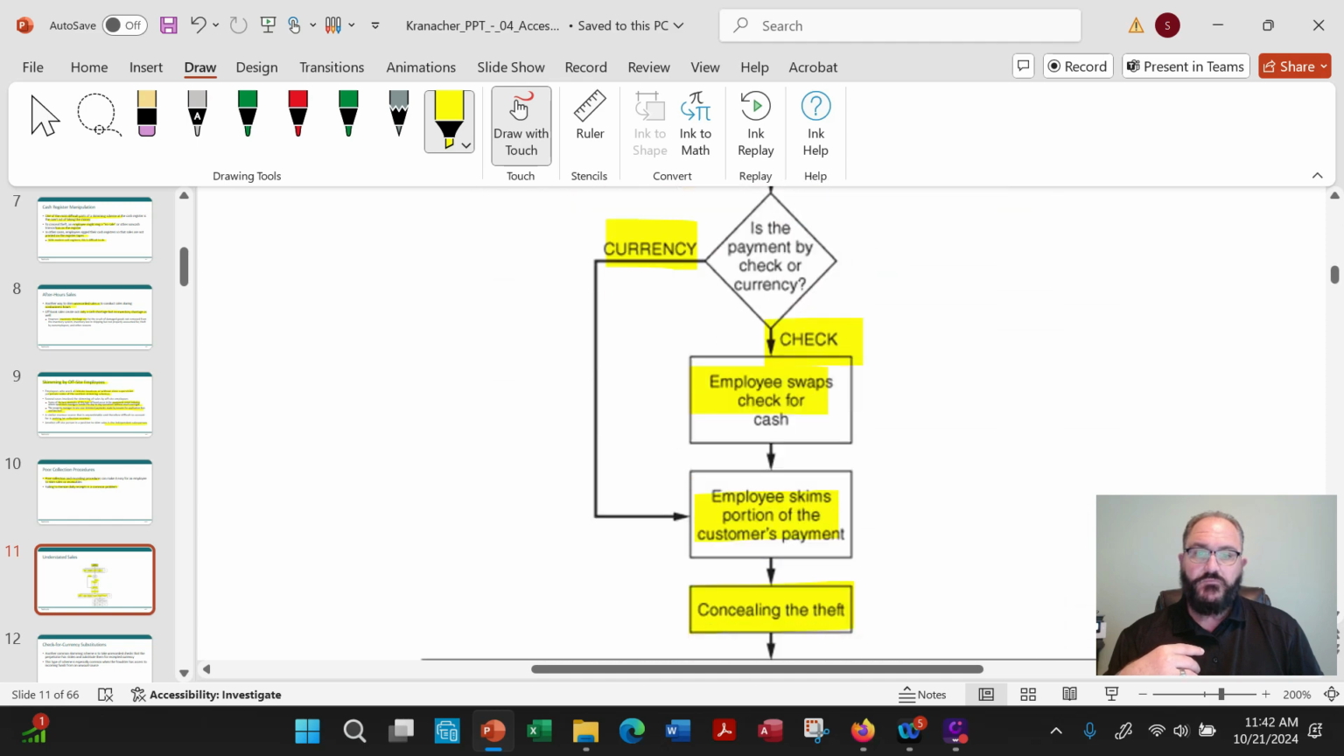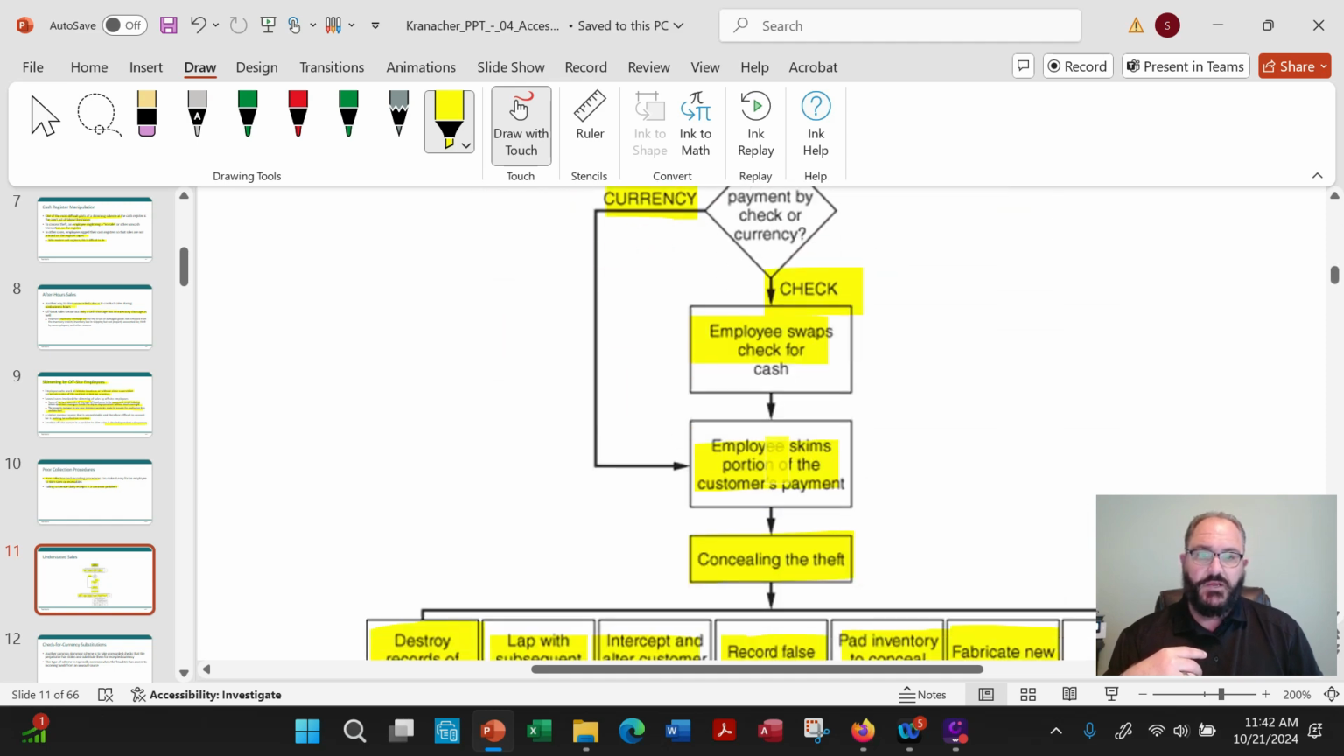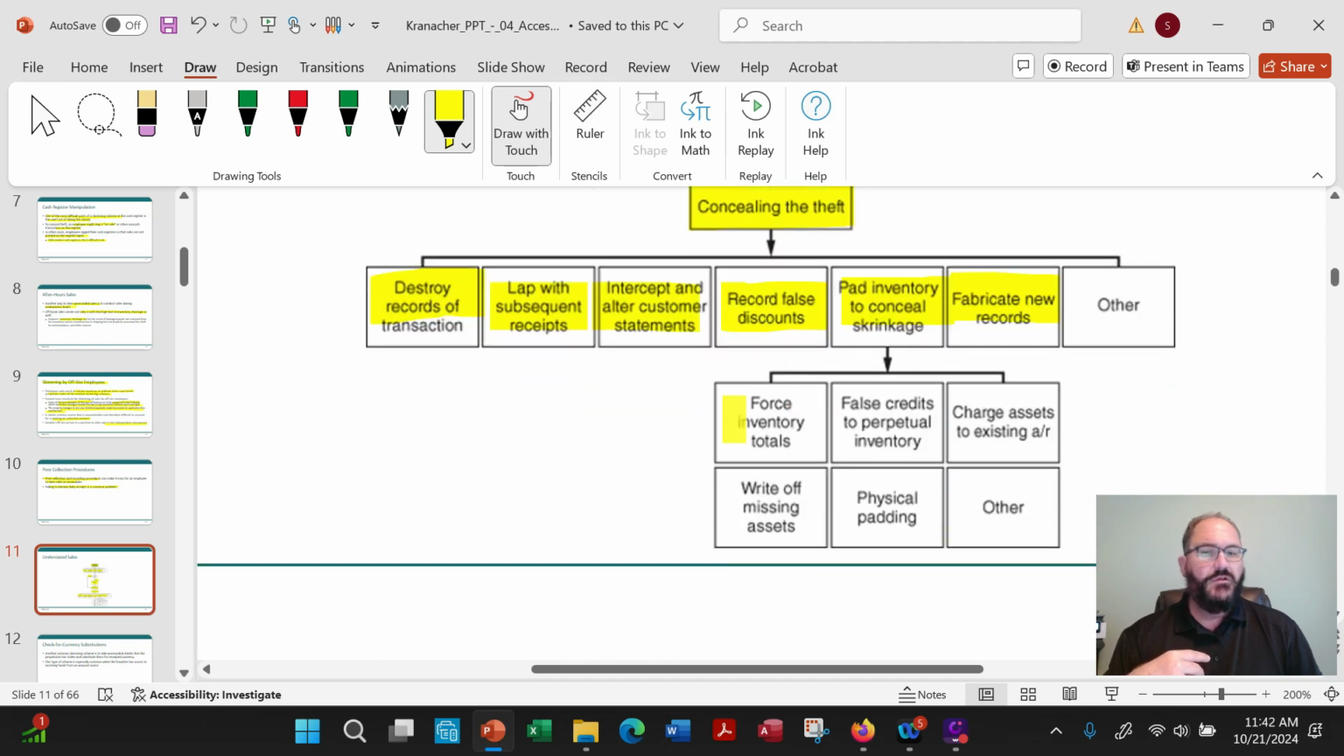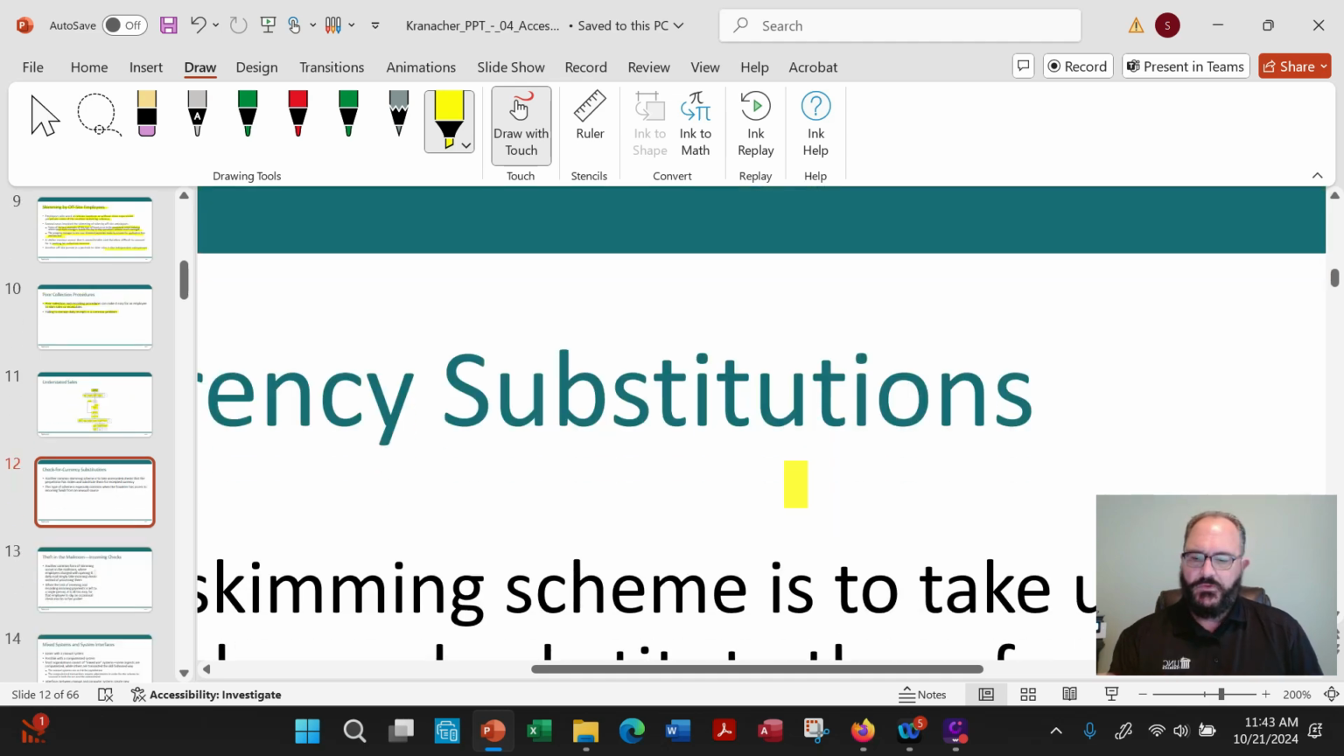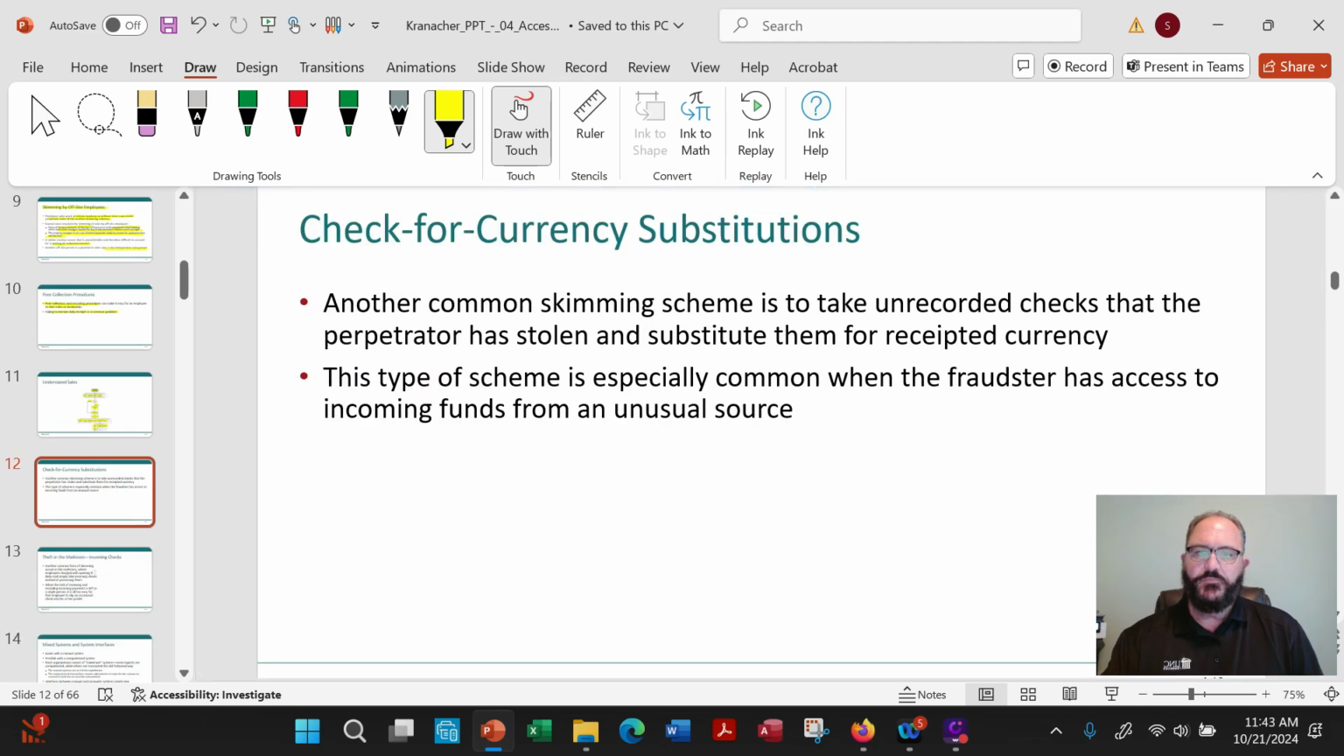And if it's currency, it's done by this method. Follow this line down here. If it's a check, they just swap it for cash. Then down here, again, they fake the inventory. They make false credits to inventory. They write off missing assets. They change assets to existing accounts receivable. Again, manipulating the books to hide what they've done. Well, let me make this smaller again.